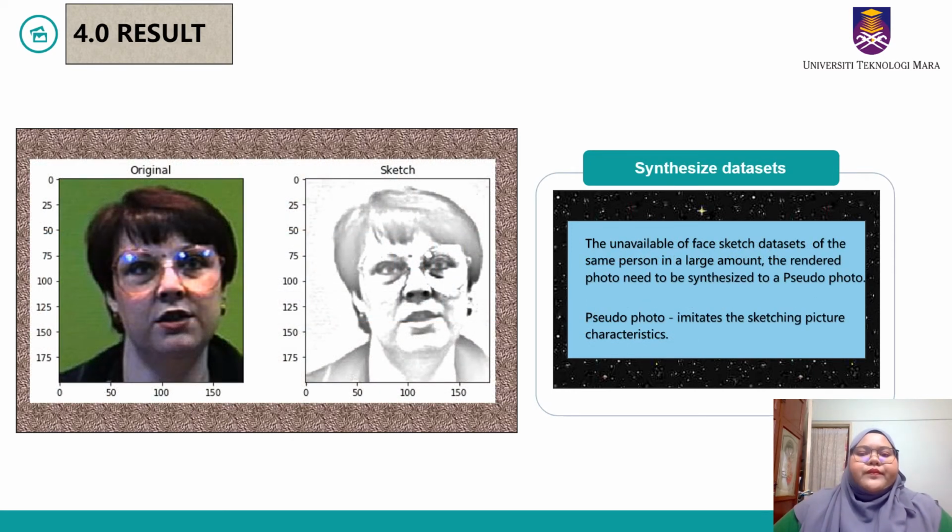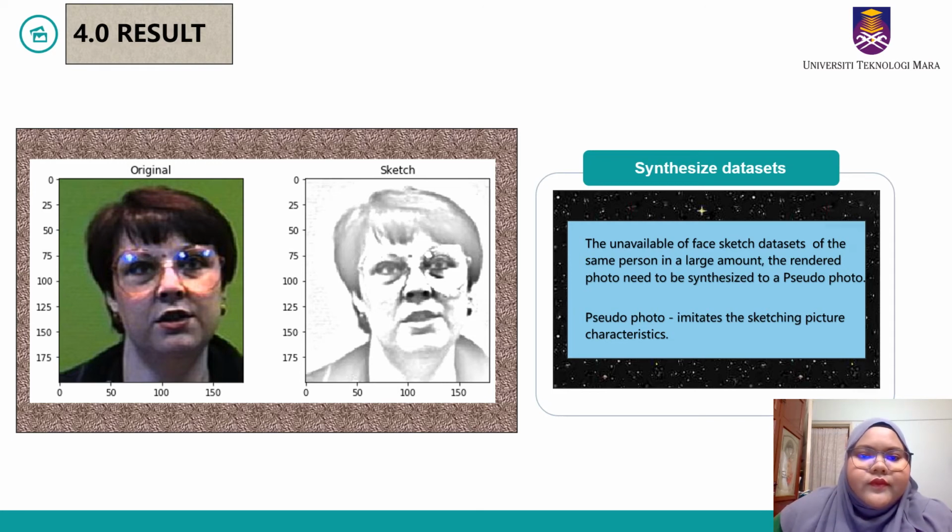As you can see here, this is the result for the synthesized datasets. As discussed before, synthesizing is the process of turning the real photo into a pseudo sketch photo. Due to the unavailability of face sketch datasets of the same person in large amounts, the rendered photo needs to be synthesized into a pseudo photo, where the pseudo photo imitates the sketching picture characteristics.